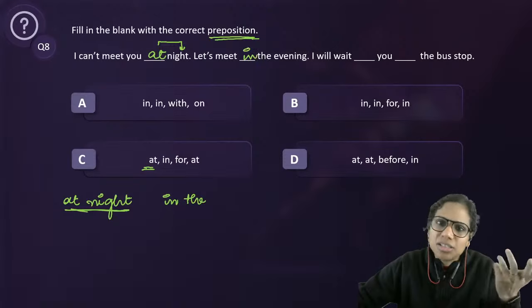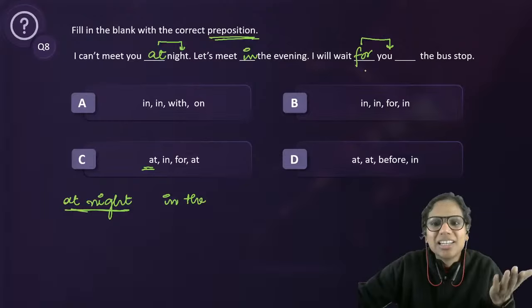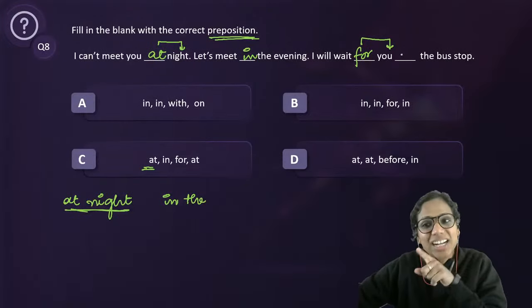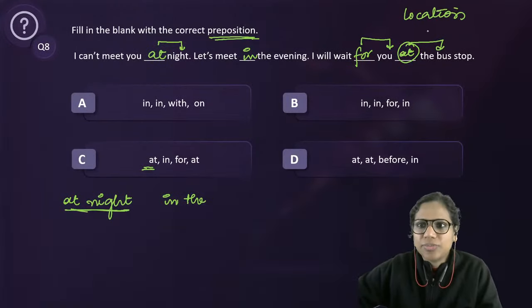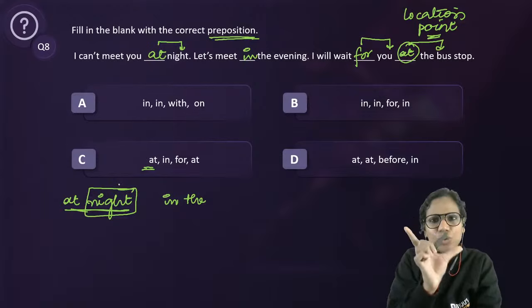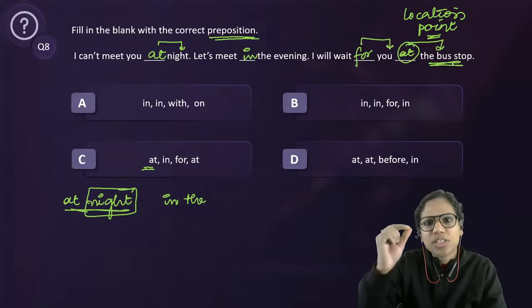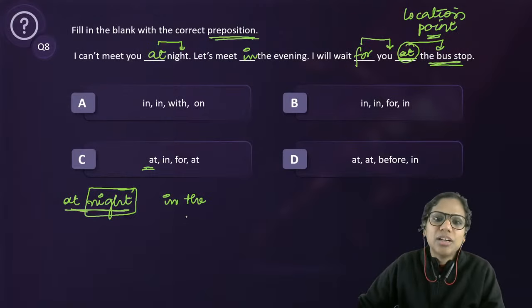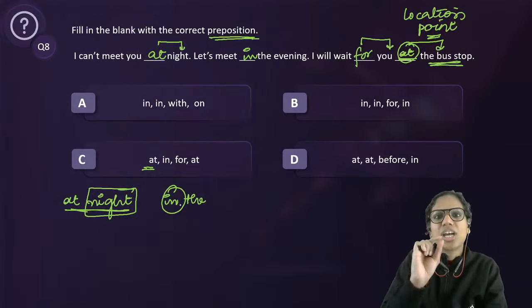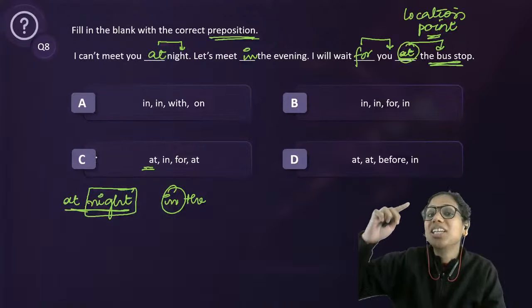Then let's meet in the evening. I'll wait for you. So this is again, I'll wait for you. The wait is meant for this person. And see, at comes again here, at the bus stop. So when we talk about something as a location, a point, that's when we use at. So here also I'm treating night not as a duration but as a point. That's why I say at night. Similarly, I'm treating this as a location, an approximate location, and that's why I say at the bus stop, at the airport, right? Whereas in, as I told you, it's used either for an area or for a specific duration, right? That's the difference between in, on, and at.